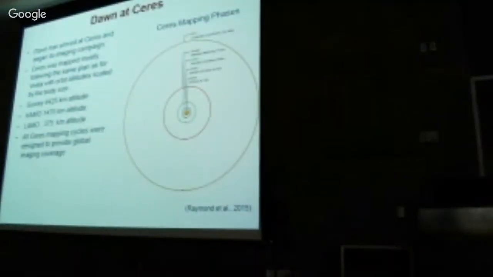Dawn at Ceres was in 3 different mapping phases, then in HAMO, the high altitude mapping orbit, and then in LAMO, the low altitude mapping orbit. It is now back in a higher altitude orbit, and we are still waiting for a decision from NASA headquarters on what shall be going on with Dawn. The mission will end at the end of this month.